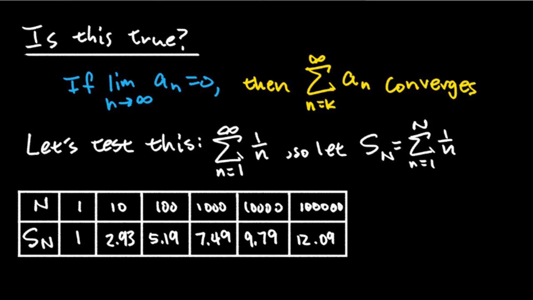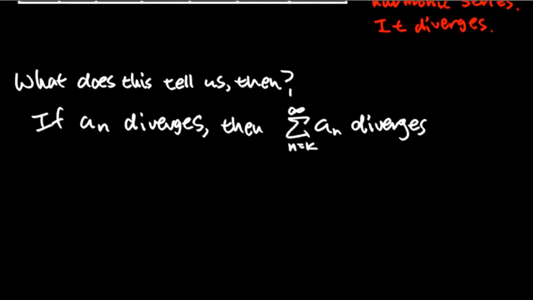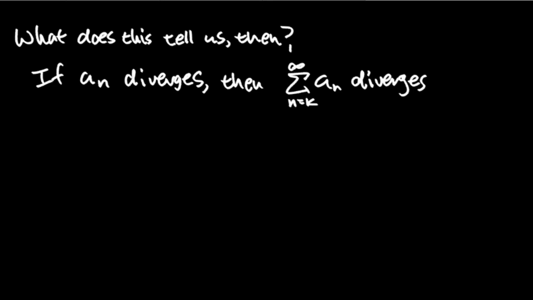So this is divergent. And actually, this is something called the harmonic series. It diverges, so just know that. That'll come in handy a lot later on as we go through certain things with series. Alright, so what it tells us then is that if a sub n diverges, then the whole sum itself is going to diverge.